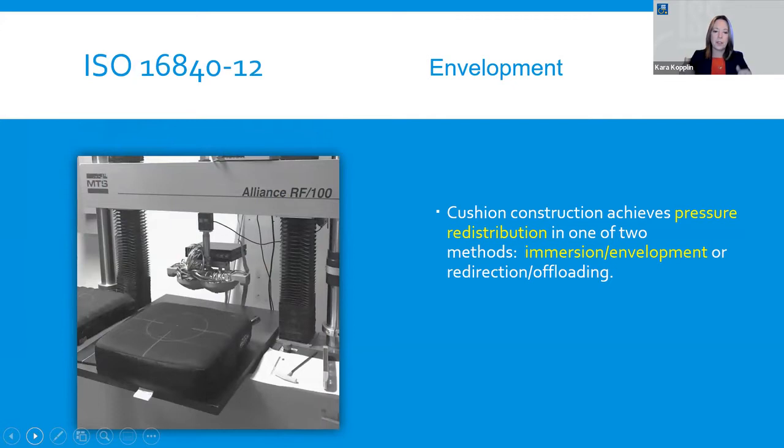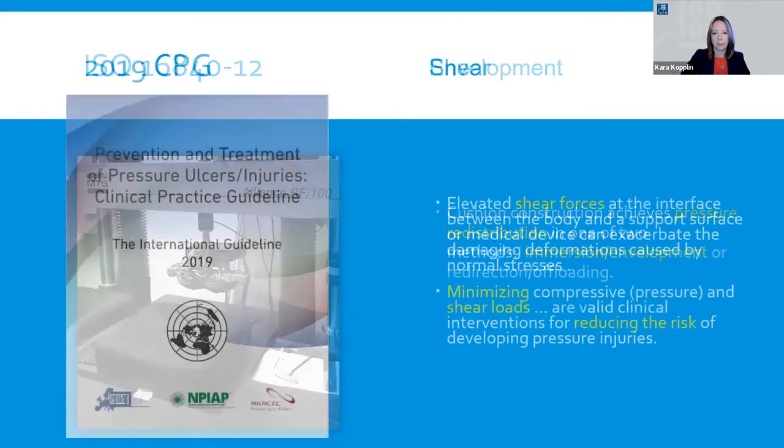So when the indenture is applied to the cushion, again, under controlled laboratory conditions with a set geometry and a set load, you can get pressure measurements from each of those sensors and have a better idea not only of how far you're sinking into the cushion, but how well the cushion is immersing and enveloping. Or if it's using offloading, you can also demonstrate that with the data that's returned from this method.